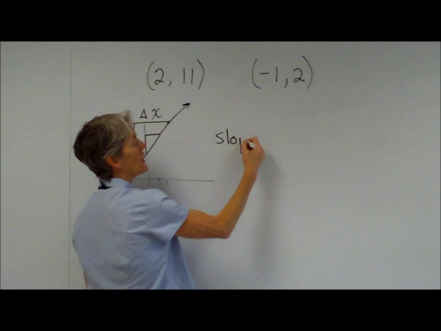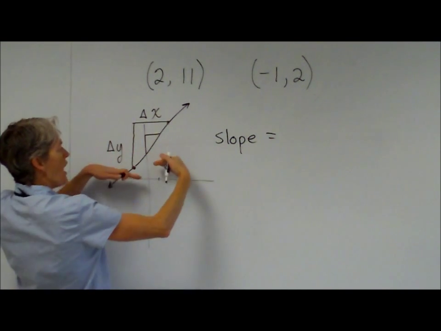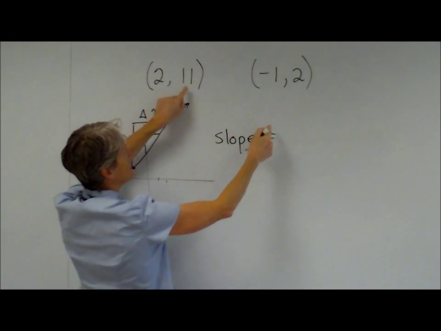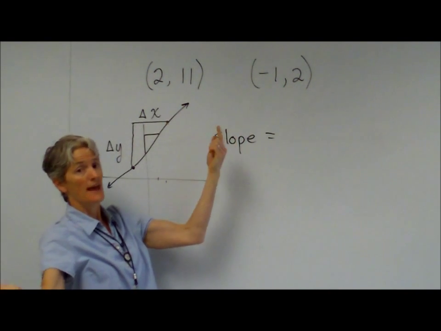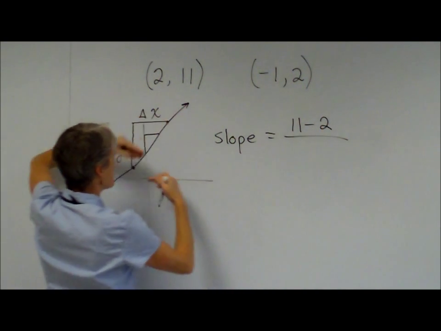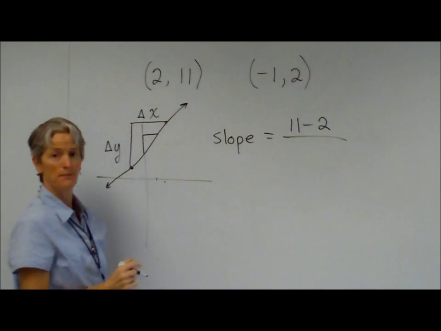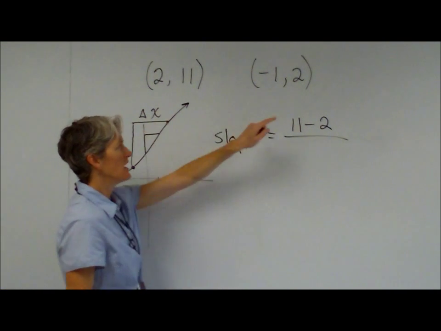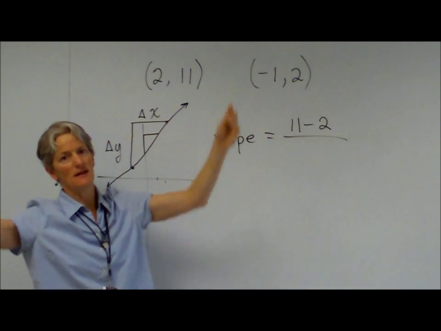So let's find the change in my y values. How has that y value changed? Well, that's going to be the difference between 11 and 2. Can I just subtract? 11 minus 2. That's how I went from 2 to 11. Now, how do you know to subtract that way? You couldn't go the other way? Would that work? Sure. I can also do 2 minus 11. It doesn't really matter.